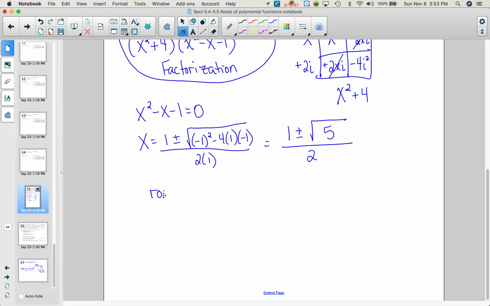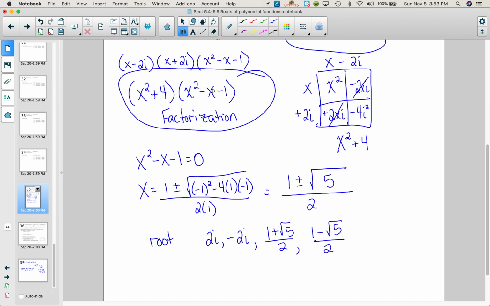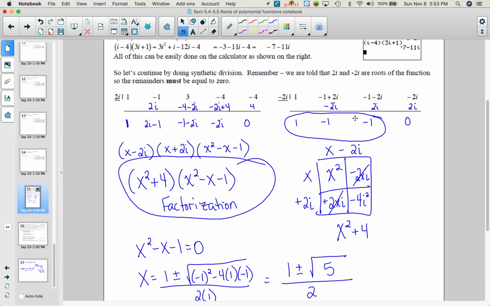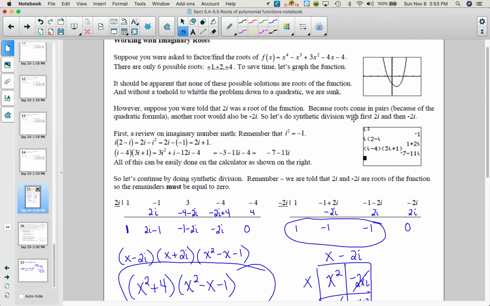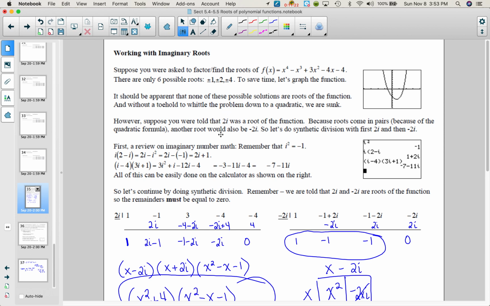So my roots are 2i, negative 2i, 1 plus the square root of 5 all over 2, 1 minus the square root of 5 all over 2. So those would be my roots. This would be my factorization. That's how you would have to do it. We would not have been able to do this if we had not been told that 2i was a root, and then remembering that if 2i is a root, then negative 2i is also a root.